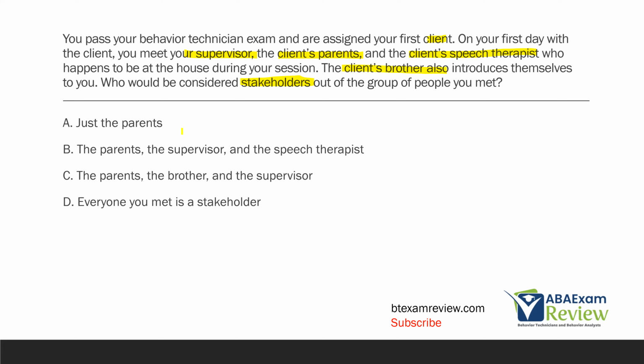So A, just the parents, ignores the speech therapist and the brother. B, the parents, the supervisor, and the speech therapist, ignores the brother. The parents, the brother, and the supervisor ignores the speech therapist. So realistically, everyone you met is a stakeholder. All of these people have an active interest in the outcome of this case.